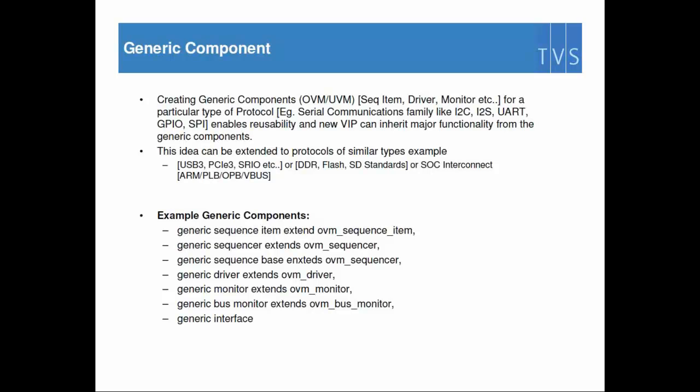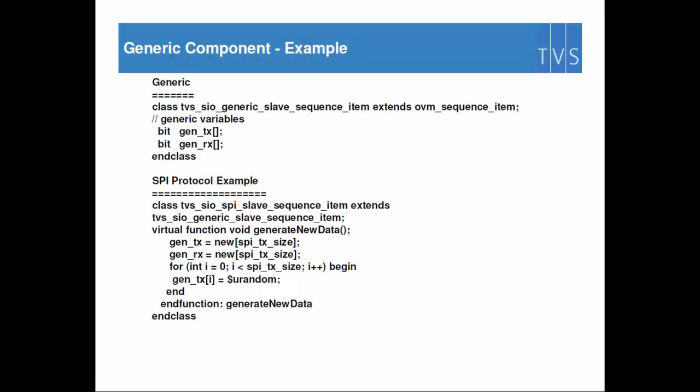So for all of them, if we define a basic component once, we can reuse it for all the different protocols. So an example is defining a sequence item for SPI that can be reused for I2C. We define a class which would have TX and RX components, TX and RX bits. As we see here, it can be used for an SPI protocol.